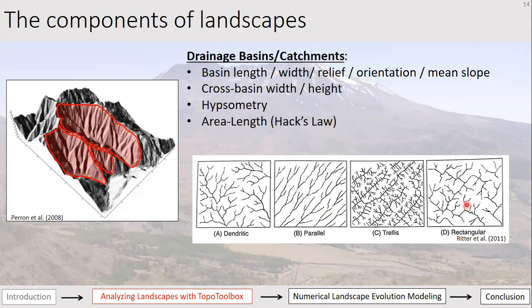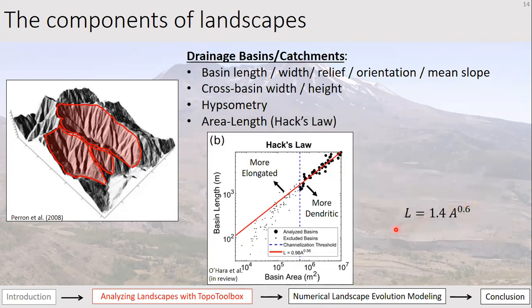One way to quantify these kinds of geometries is by simply taking the power law relationship between basin areas and basin lengths, shown here in this graph by the red line, in which the exponent of this power law, what's typically called Hack's exponent, relates to the elongation of the drainage basin compared to its area. If the exponent is high, so if this red line is quite steep, it suggests more elongated basins. Whereas if the exponent is low, or this red line is more shallow, it suggests more dendritic basins.